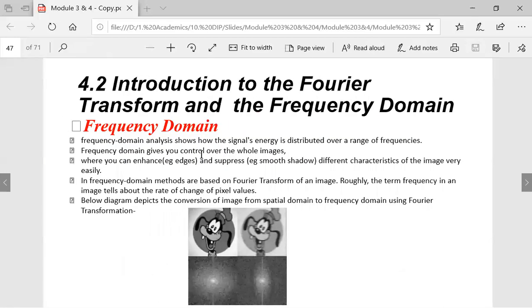Introduction to the Fourier transformation and frequency domain. In the frequency domain, analysis shows the signal's energy distributed over a range of frequencies. It also gives us control over the whole image, and it is very easy to enhance edges and lessen smooth shadows. Frequency domain methods are based on the Fourier transformations, as we already know. This image shows how a spatial domain image is transformed to the Fourier transformation using the frequency domain.